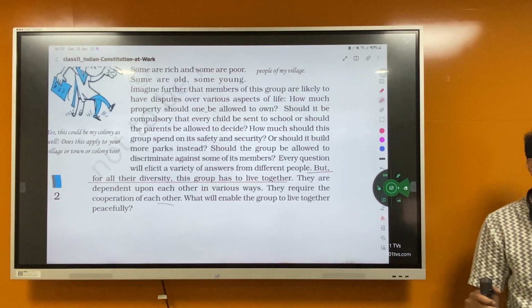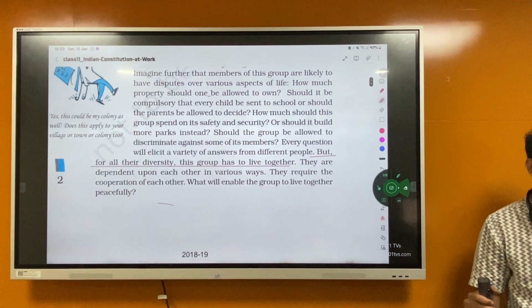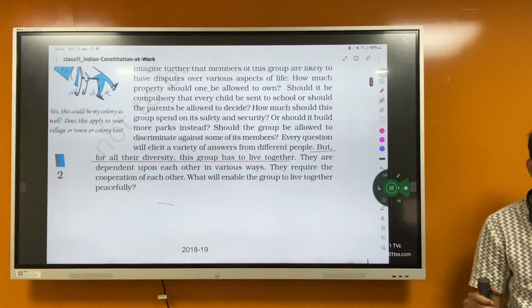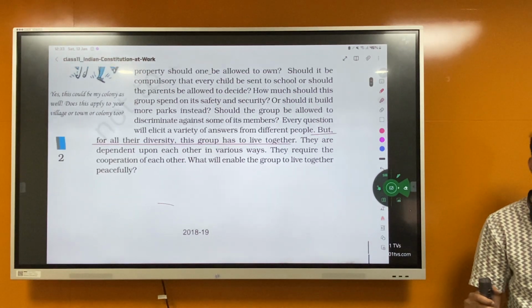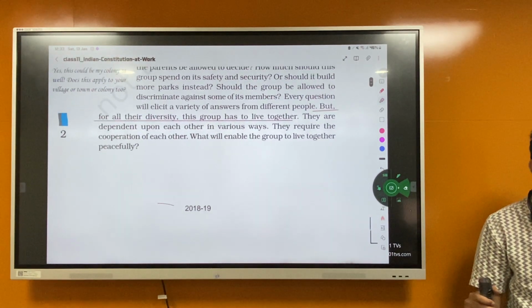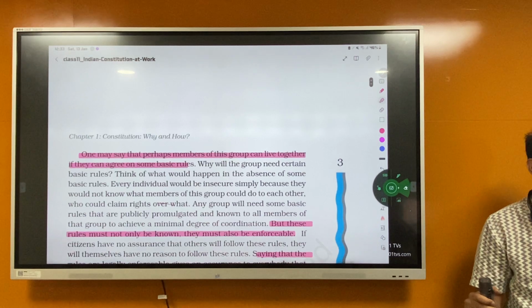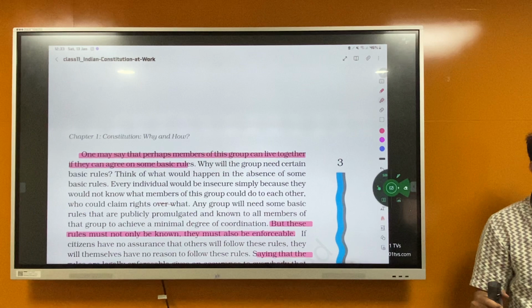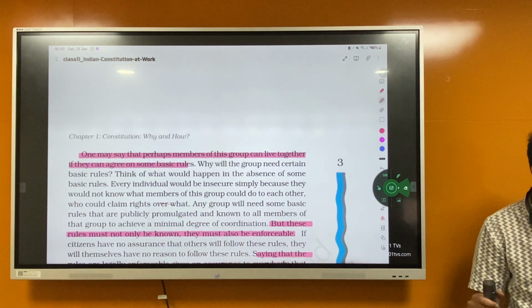But for all their diversity, this group has to live together. They are dependent upon each other in various ways. They require the cooperation of each other. What will enable the group to live together peacefully? What is it which is enabling it? One may say that perhaps members of this group can live together if they can agree on some basic rules. Right? We'll work together, we'll eat together, this is my area, this is your area, we'll not trespass. Some basic rules we are agreeing on.